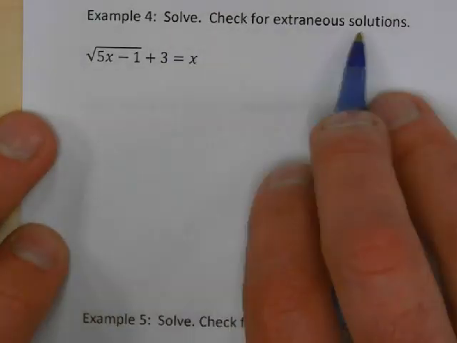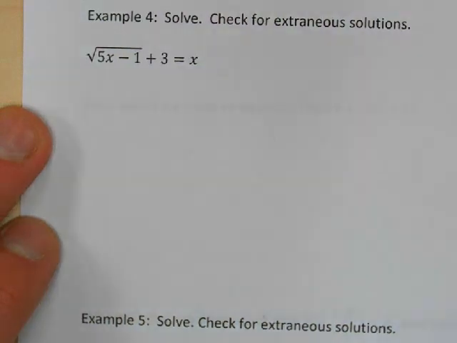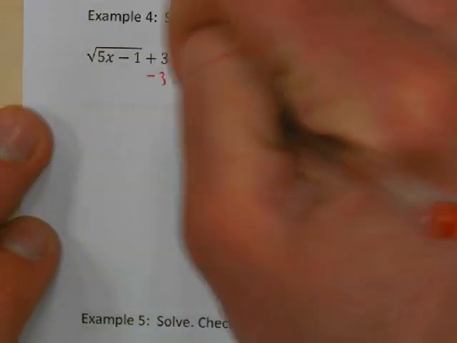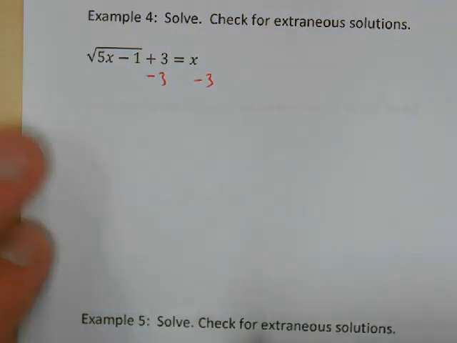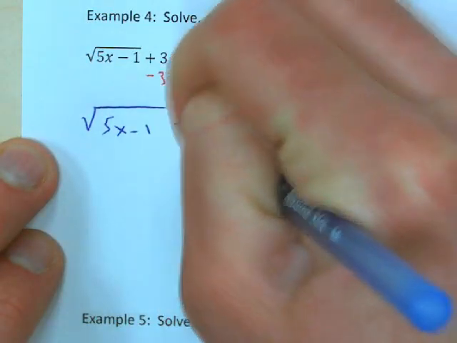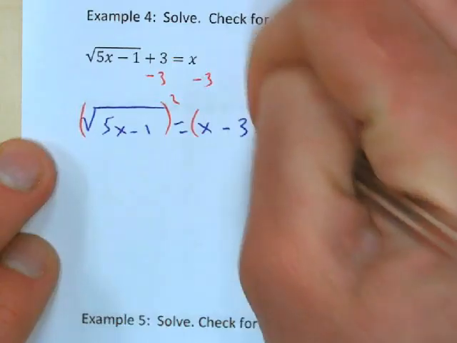Next, check for extraneous solutions after we solve this. So first, how do we solve this thing? I want to start by subtracting 3 from both sides. So unfortunately, we're ending up with another binomial on the other side, because now we're going to get the square root of 5x minus 1 equals x minus 3. And then when I square both sides, well, again, we have to square that binomial.